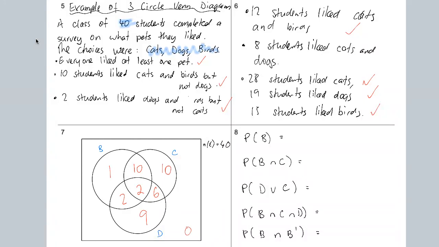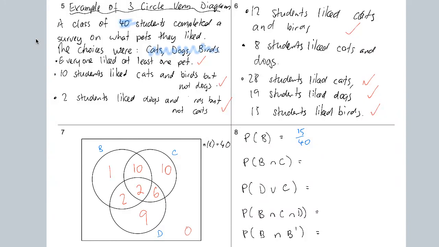All right, let's look at it together. That'll wrap us up for the weekend. Okay, really quickly, the probability of B. I'm looking at this circle. It's anything under that circle, so 10 and 2 is 12 and 2 is 14 and 1 is 15. I'm not going to simplify these things. I'm just going to say 15 out of 40. All good?